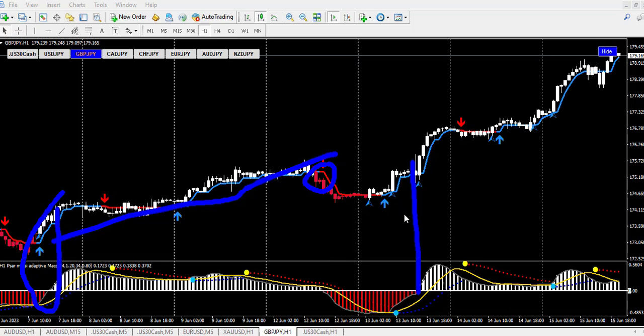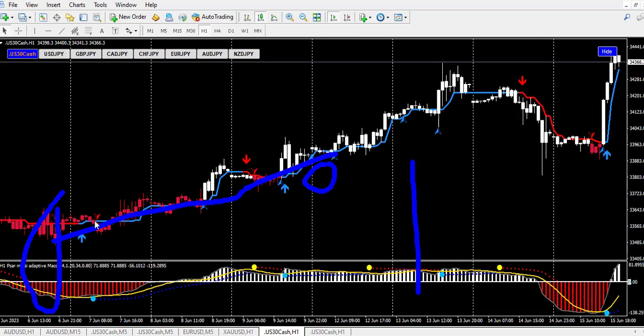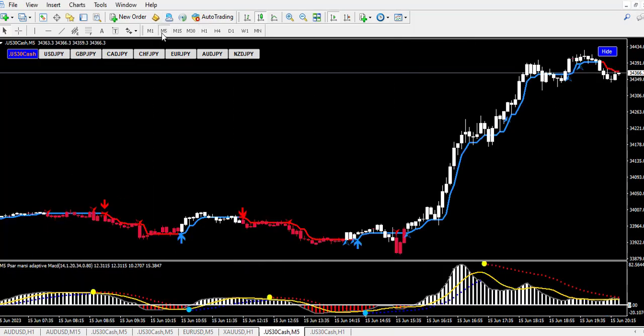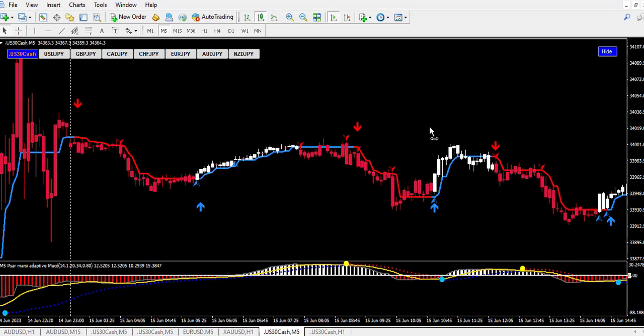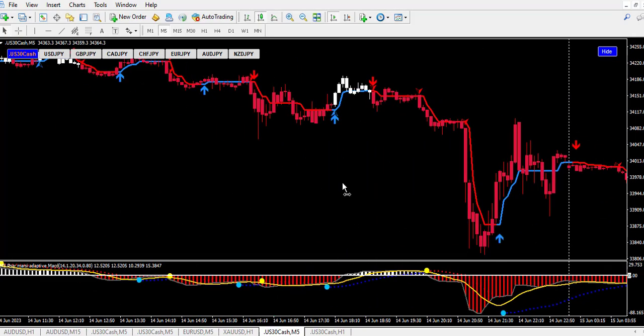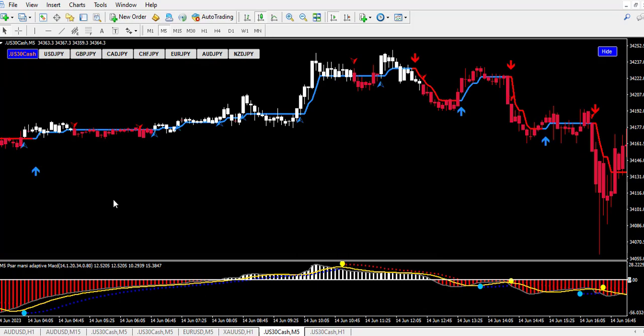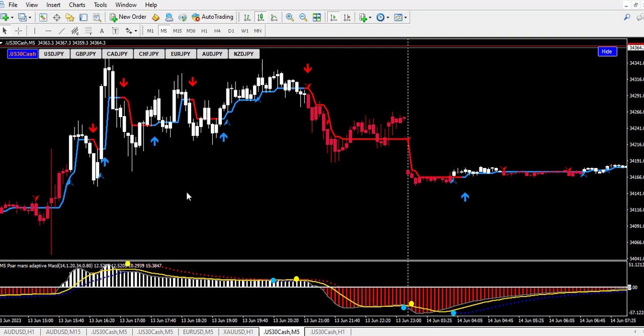Just make sure you follow the simple rule and do follow money management. This is US 30 cash on the 5-minute time frame, and we do have a great setup here using this particular strategy on lower time frame also. So feel free to play with these indicators that have been combined together.